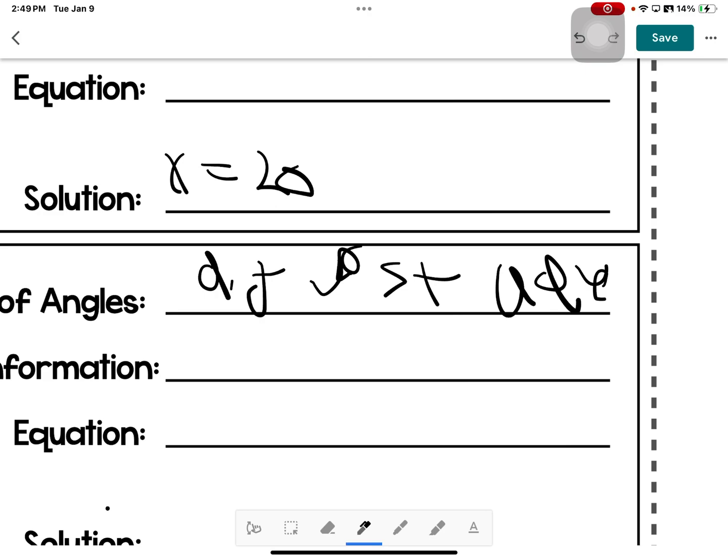Guys, the green angle plus the blue angle equals the pink angle. The green angle plus the blue angle equals the measure of the pink angle, the big angle, 50. So what did we say?